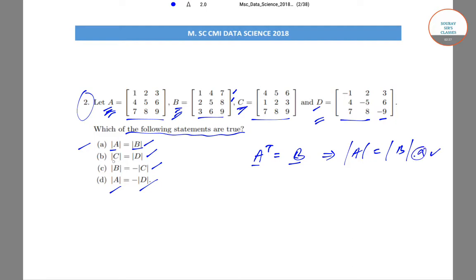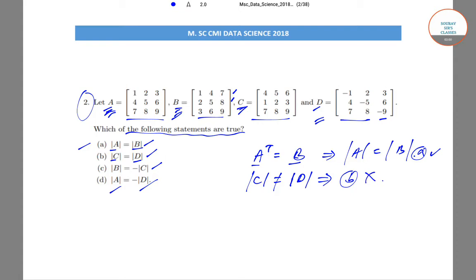Let's consider the second option. The second option is determinant of matrix C is equal to determinant of D. That is not realistically possible, since as you can see over here there is a negative sign associated with some numbers. So that means that there is a negative value associated over here. So option B, which says that determinant of matrix C is equal to determinant of matrix D, is incorrect.